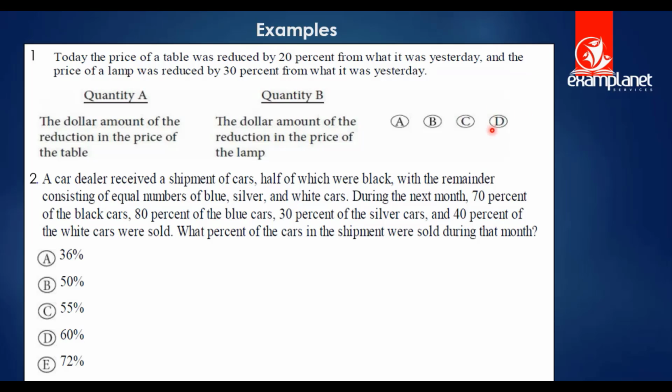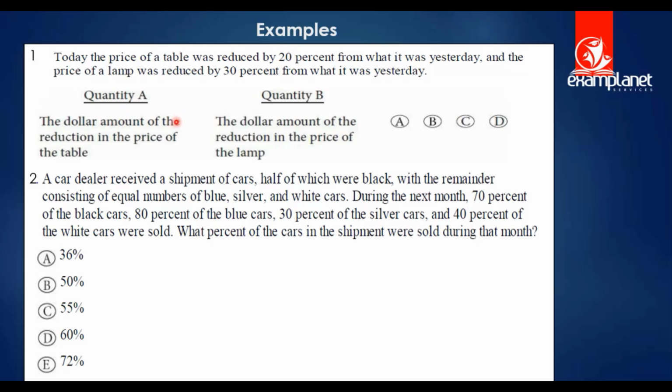So our answer will be option D. It cannot be determined. Definitely, it cannot be determined because we don't know the prices. So we don't even know the amount 20% will be and 30% will be. So that is why this cannot be determined. So just try to understand the question.